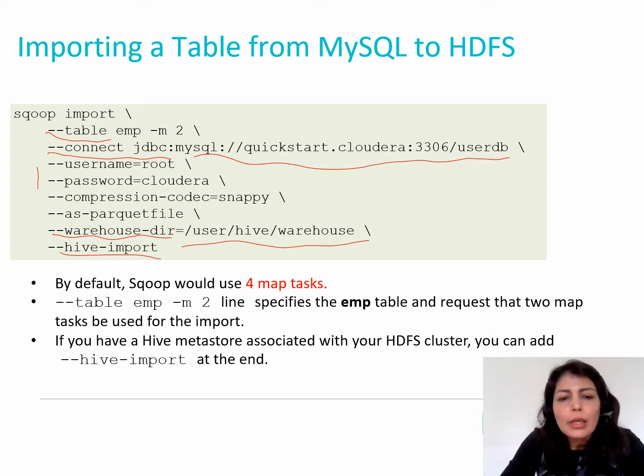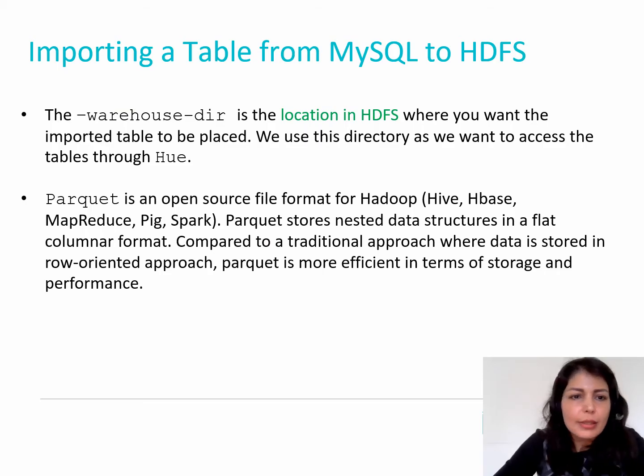The last argument is Hive import. We will use this argument if we have a Hive metastore related to our HDFS cluster. Then we need to use this argument. I will explain what a metastore is in the following slides, and then you can understand this argument better. Okay, let's go to the next slide. I have explained this is the warehouse directory, and this is Parquet.